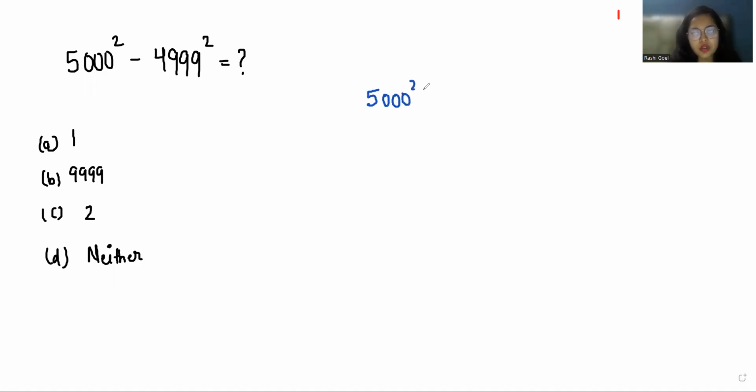So 5000 square minus 4999 square. Here we can use a very famous identity, that is a square minus b square, which is equal to (a plus b)(a minus b).